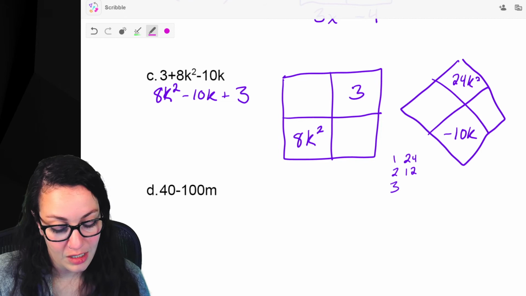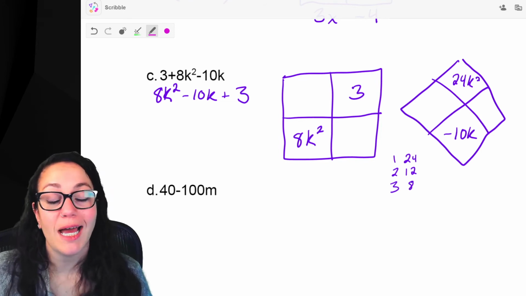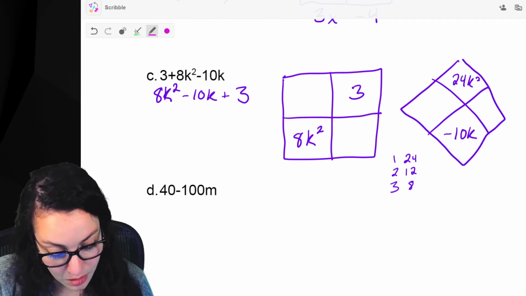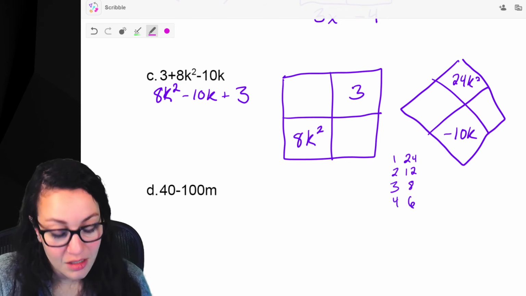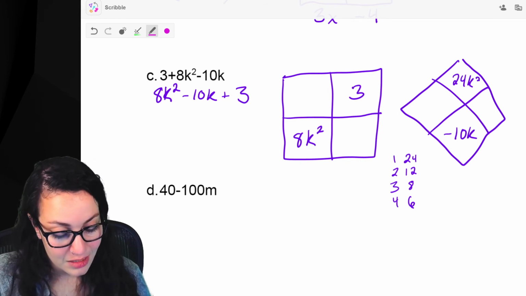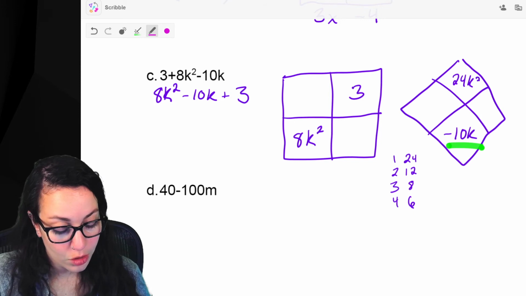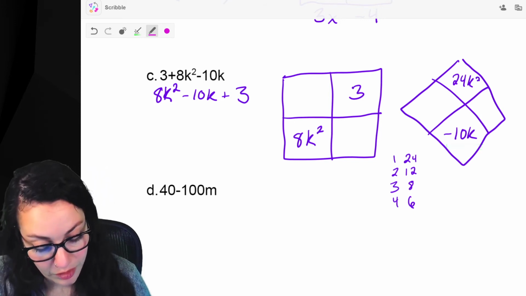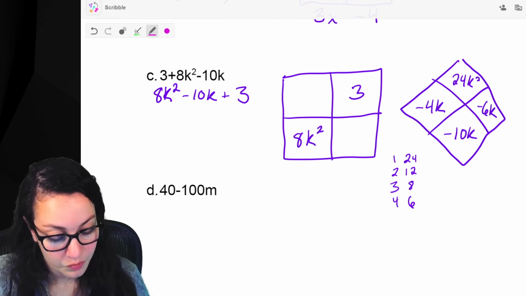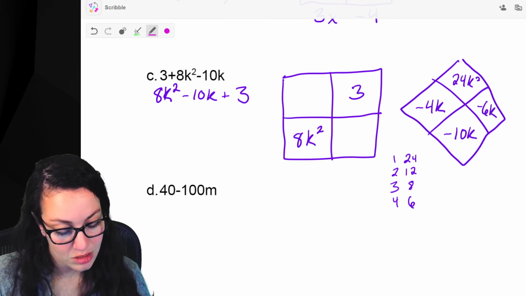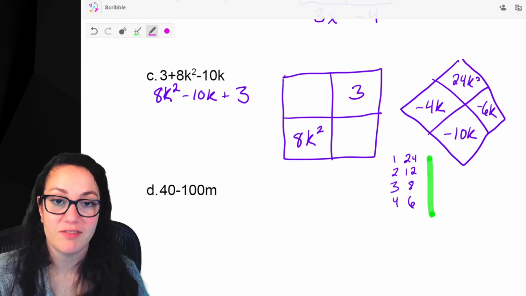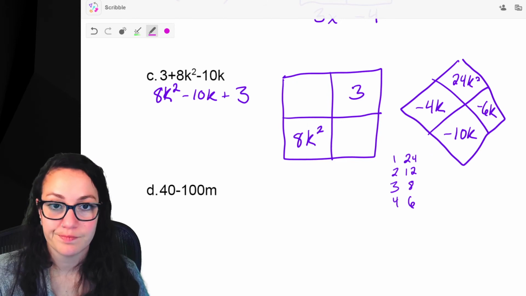We've got 3 and 8. Ooh, those would add to negative 11 if they were both negative. So we're getting closer. Then we've got 4 and 6. All right, sweet. So negative 4 and negative 6 will add to negative 10. So the sides of our diamond, we're going to fill in with a negative 4k and a negative 6k. And again, this list is just something I like to make to organize my thoughts so I can keep track of what I've tested without losing track.